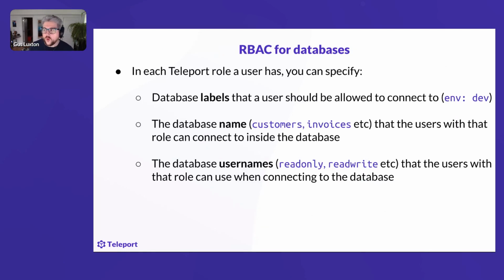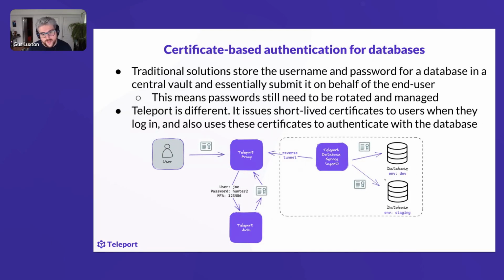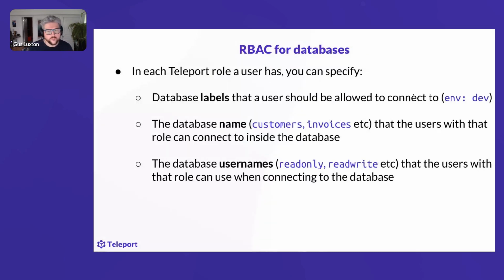So you can also do role-based access control for databases in Teleport. There's three main things that you can do for databases. You can detail the labels that a user should be allowed to connect to. So in my previous diagram here, we have the concept of this being the developer environment database and this being the staging environment. So in the roles, you can say this role applies to anything with the labels env dev, for example. So you can make roles that just apply to development.